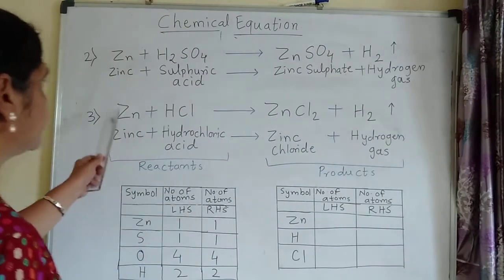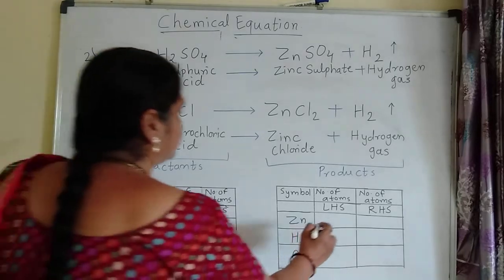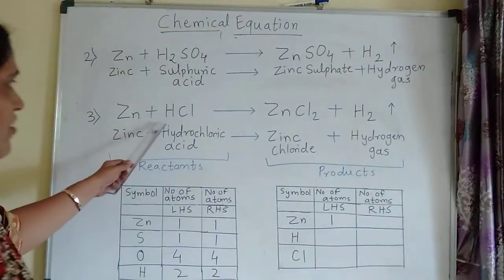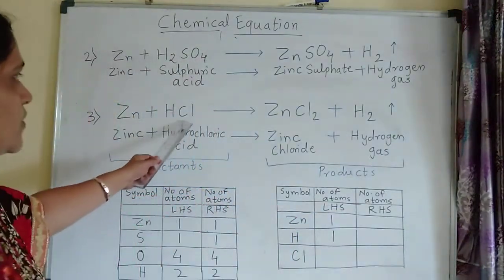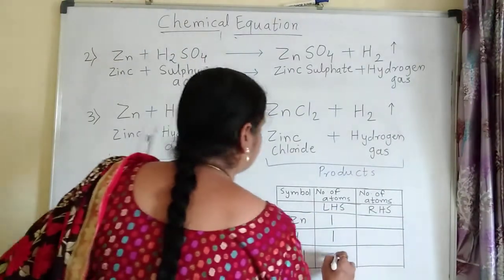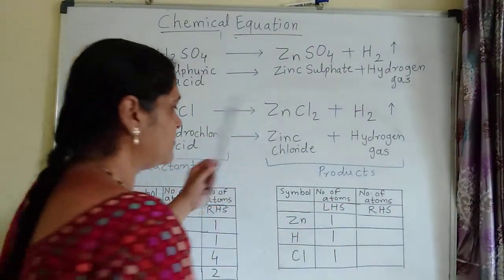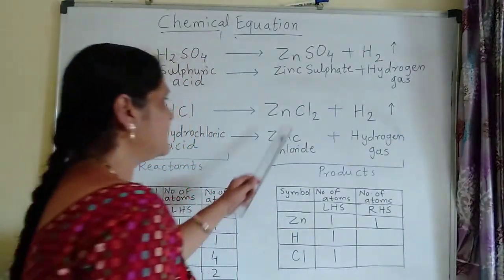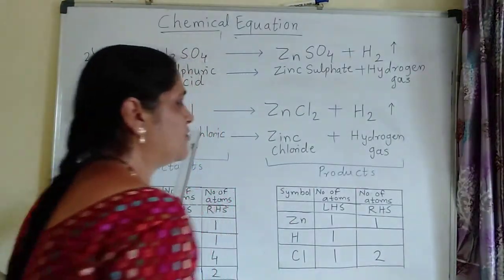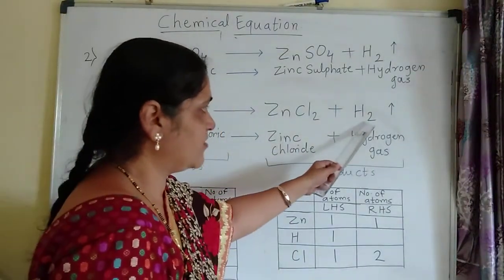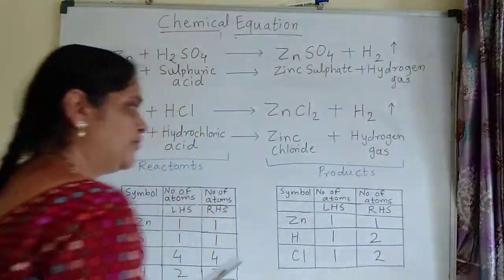Now we will do the same thing for this third reaction. Here zinc atom 1, so on the left hand side I will write Zn 1. For hydrogen it is only 1, so again on the left hand side I will write 1. Chlorine on the reactant side is 1, so I will write here again 1. Now for the product side we will check zinc, 1 atom, so here I will write 1 on RHS. Chlorine 2, so I will write here on RHS the number of chlorine atoms, 2, and again hydrogen H2 indicates 2 atoms of hydrogen, so I will write here again 2.